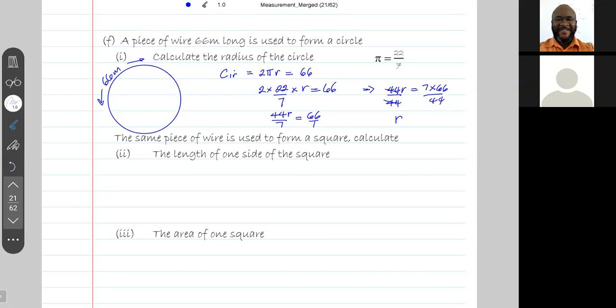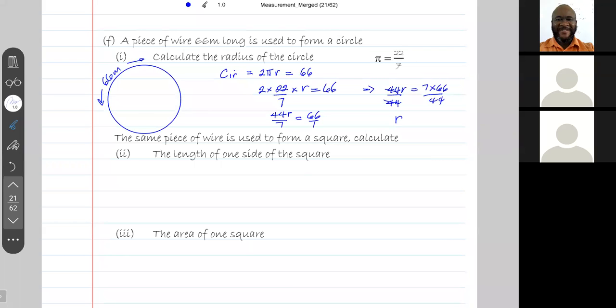No matter the stress. I could use 11, 44 and 11 into 66. All right, that was smart. But as I said, I'm going to use my calculator. So it is 7 times 66 divided by 44. The answer is r is equal to 10.5 meters.